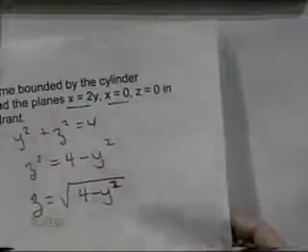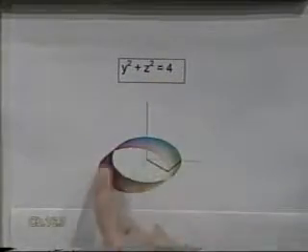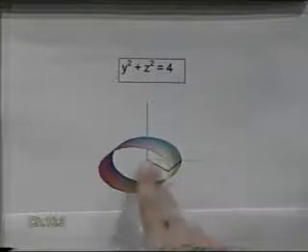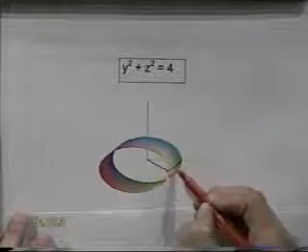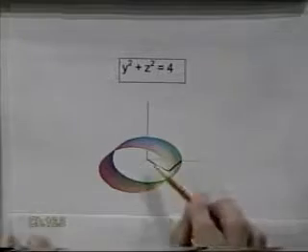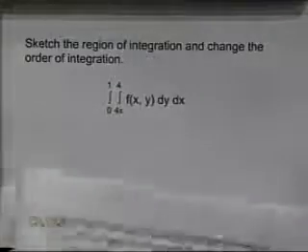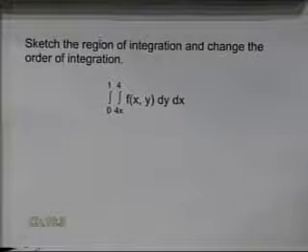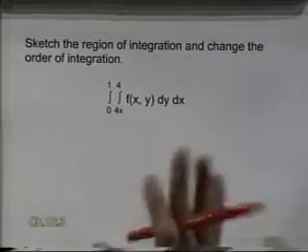Oh, by the way, I took this y squared plus z squared equals 4. Here's your cylinder, dragging it along the x-axis. Here's my little, here's the line y equals 2, or x equals 2y. I also put the line y equals 2 in there, and you can see your little region is right in here.